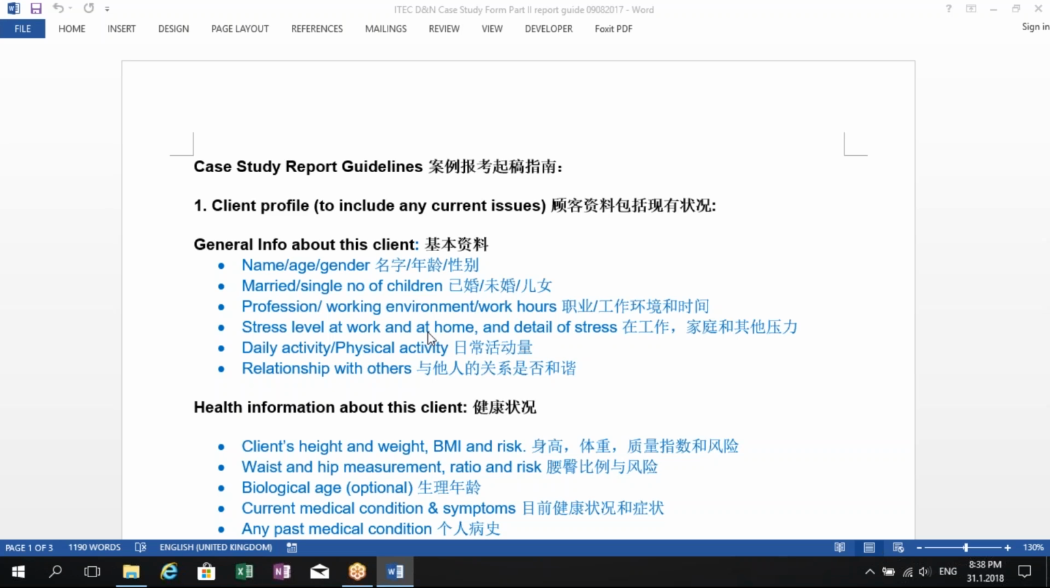So if you cannot write the report, you have to ask the person. Is the relationship with others okay? They say, yeah, I'm okay. Then you just say that the relationship with others is okay. That's it. But if you don't write, that means you didn't ask. Then sorry, it's not completed. Also, please write every single point.